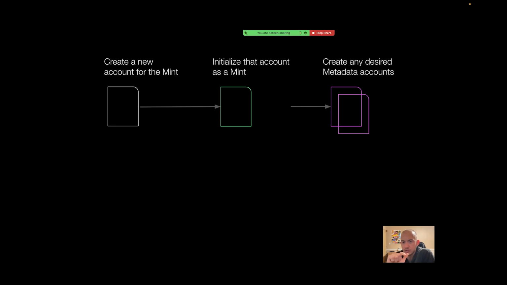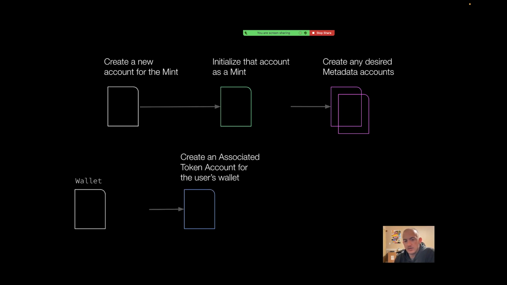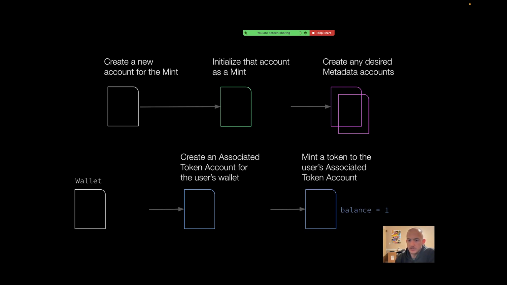So in order to introduce new supply of a mint, what we have to do is mint new tokens to somebody. So we take somebody's wallet, for example, maybe it's your wallet, maybe it's a friend's, and you set up an associated token account. And once that account is set up, then you can go ahead and mint new tokens to it. And that will just increase the balance of that associated token account, right?